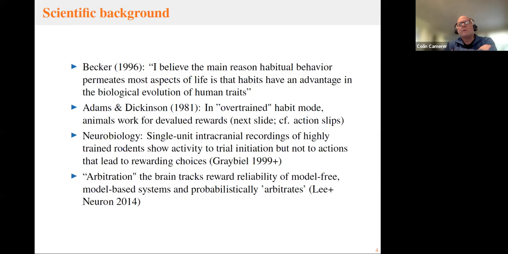Okay, so Gary Becker, in writing about this a few years after his famous paper with Kevin Murphy, said, I believe the main reason that habitual behavior permeates most aspects of life is its origin in the biological evolution of human traits. So Gary is on board with the top part of the Marr hierarchy, right? That we should have some inkling of what it's for, but he doesn't say anything about real biology besides using the word biological, and that's what we're going to say.